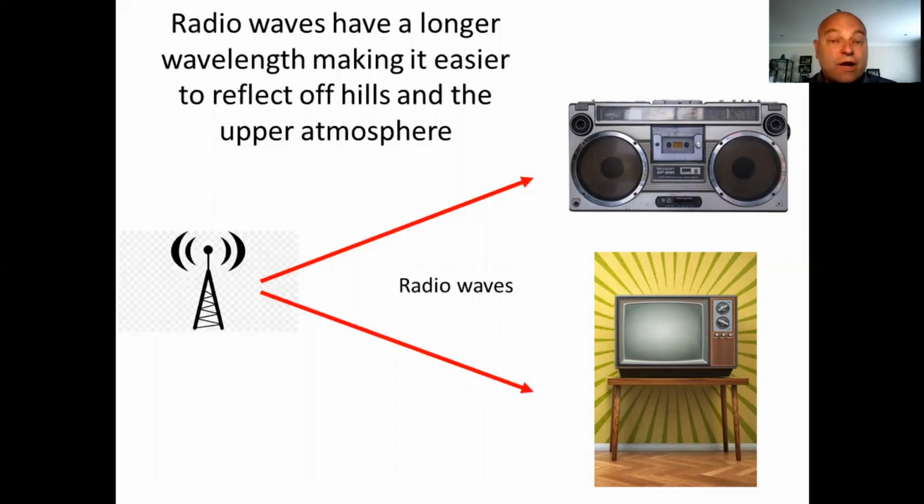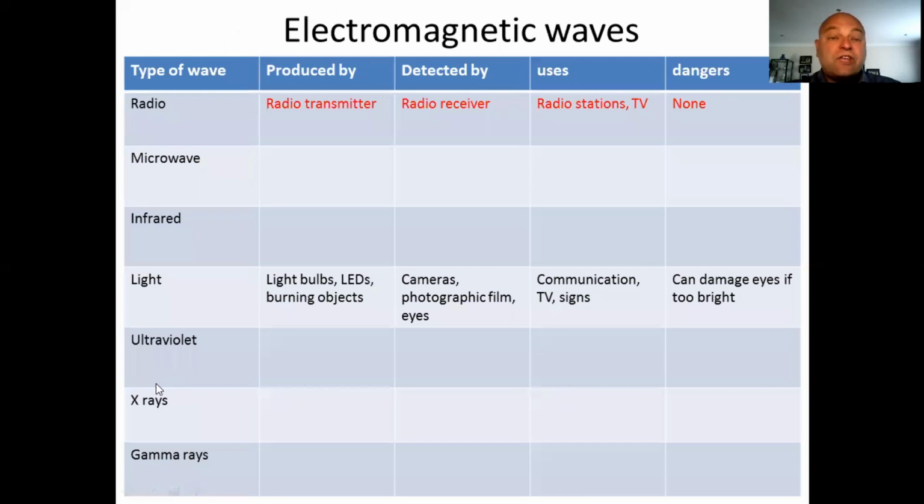The useful thing about radio waves is they have a longer wavelength, making it easier to reflect off hills, and in particular, the upper atmosphere. And these are a couple of things that might receive radio waves: television and radio. Those things will need recording into your table that you drew just a little while ago. So all the new stuff I've put on is in red. So you need to add that to your table now, pause the video, and then we'll move on to microwaves in a moment.